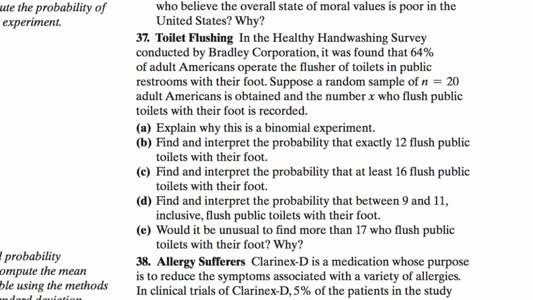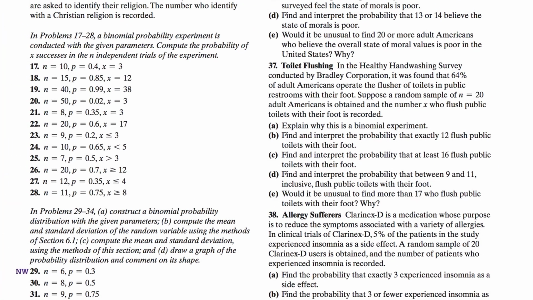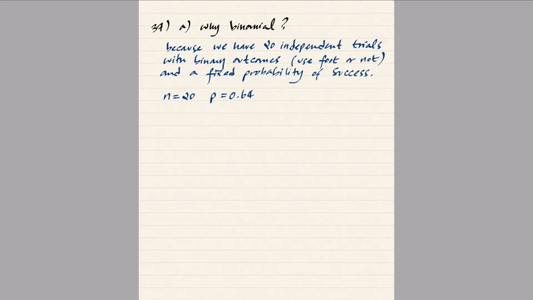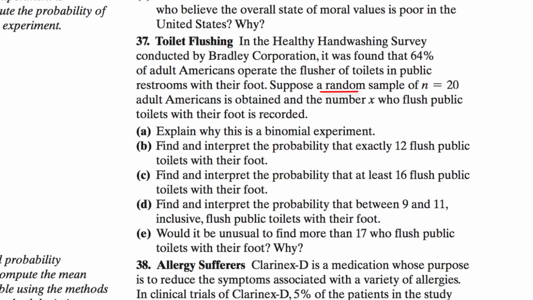Part A is asking, why is this a binomial experiment? Well, let's take a look. So if you recall, and this is covered in the previous video if you haven't watched it, this is a binomial because we have 20 trials. So in other words, we have a fixed number of trials. They're independent. How do we know this? Well, again, read the problem. It says here that we have a random sample, and so that tells us that there is no connection between the subjects, and so definitely we have independence.